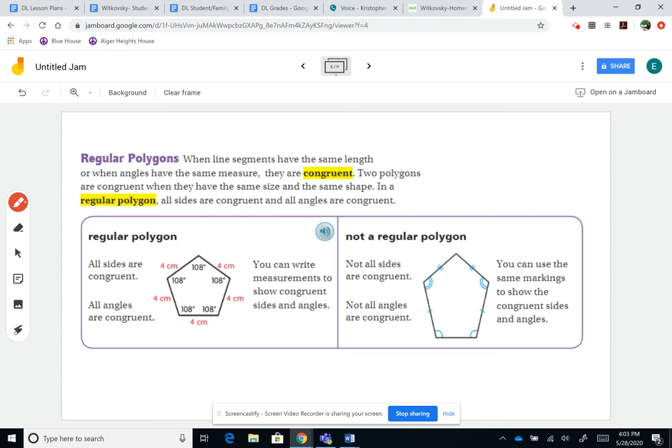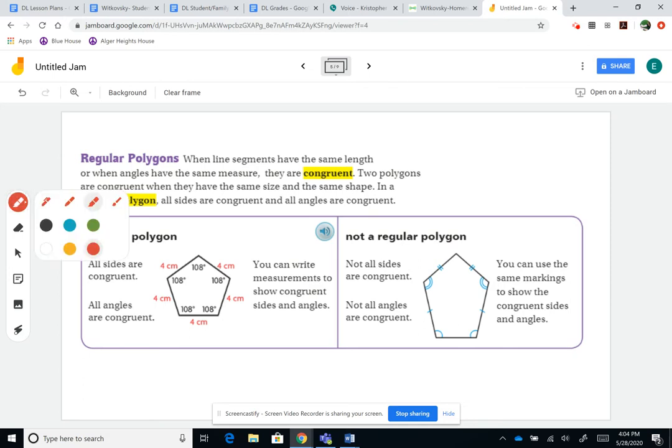Let's look at some facts about a regular polygon. All sides are congruent and all angles are congruent. What does congruent mean? It means the same. You can write measurements to show congruent sides and angles. But then an irregular polygon, that means not regular, not all the sides are congruent and not all the angles are congruent. You can use the same markings to show the ones that are congruent though.